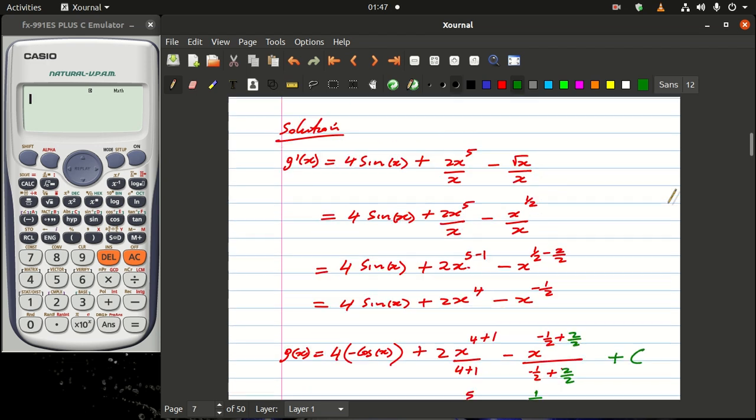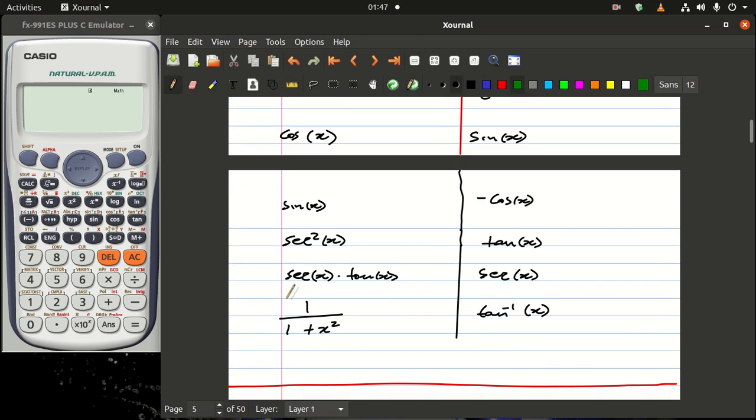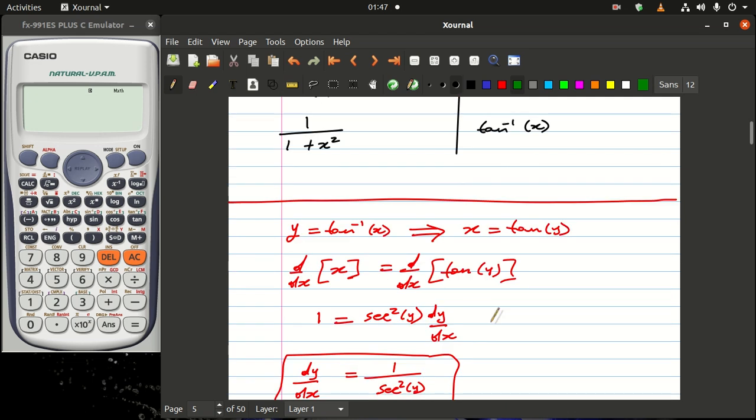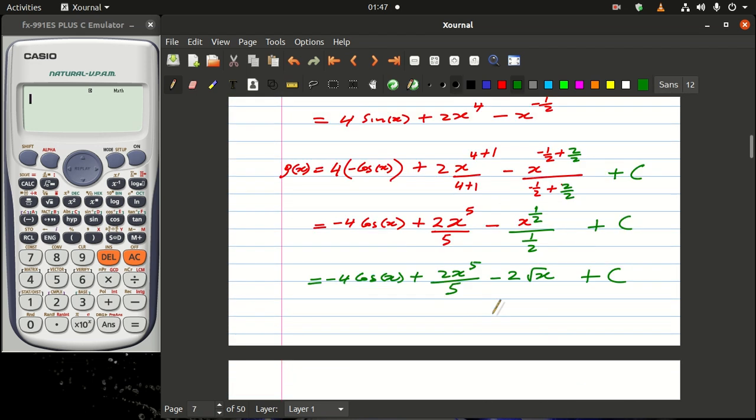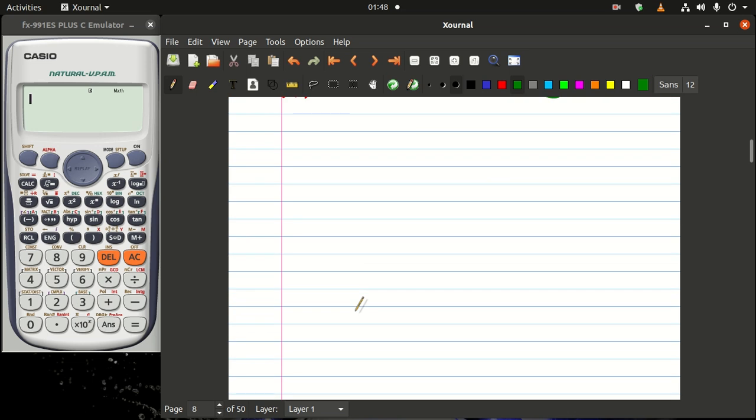So you come here to the table as I gave you, and then you look at 1 divided by 1 plus x squared, which is tan inverse of x. So we are actually having here a tan inverse of x. But now we also need that constant of integration. That's how easy this thing is. It's not that hard. This is actually our f of x.